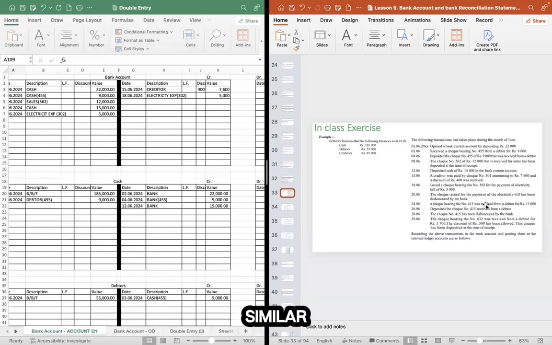We did something similar to this earlier. Now, Rakesh, see these two transactions. A check bearing the number 415 was received from the debtor for rupees 13,000. That is what happened first. Then it says deposited the check number 415 received from the debtor. So ideally, what should happen?